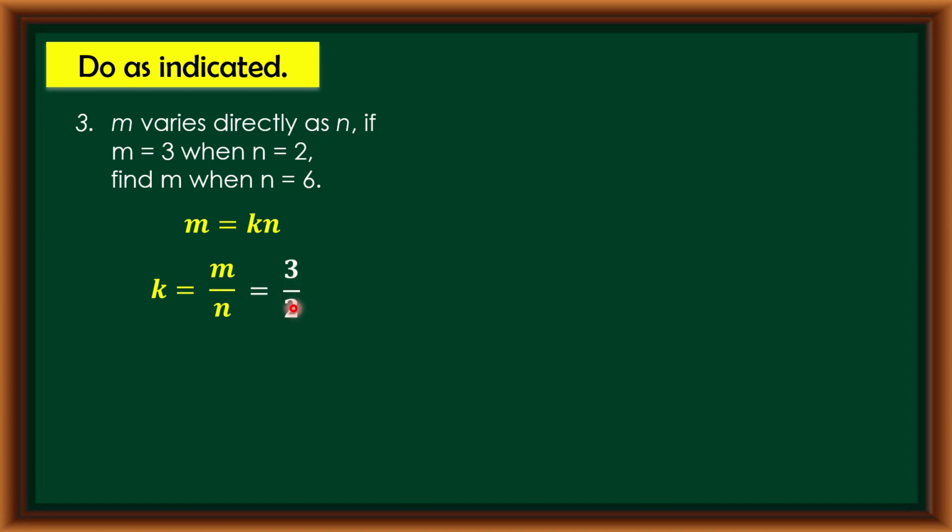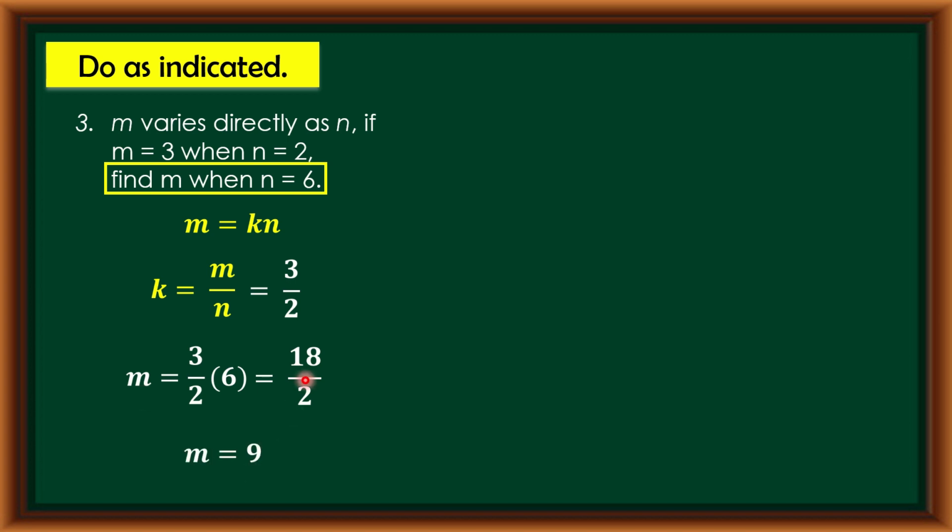After finding the value of k, let us now answer the second statement. Find m when n is equal to 6. So we will use this equation, substitute the value of k that we obtained, and the given value of n from our statement. So we have m is equal to 3/2 times 6. And 3/2 times 6 is equal to 18 over 2. Therefore, the value of m is equal to 9, in which 18 divided by 2 is equal to 9. And that is the answer.